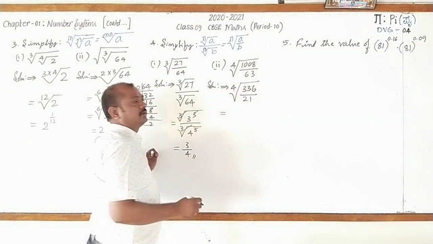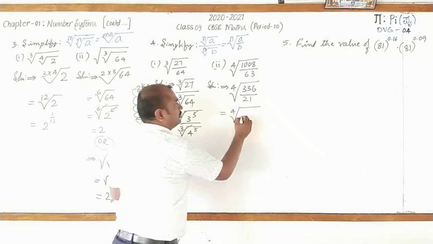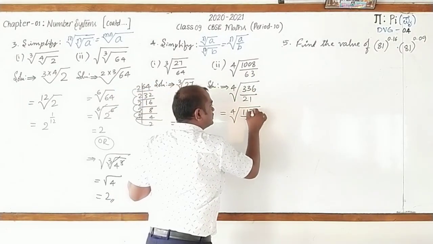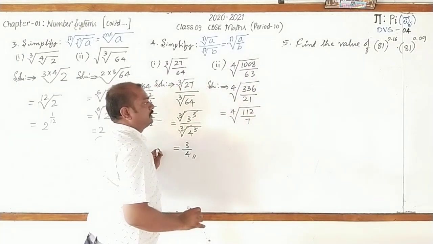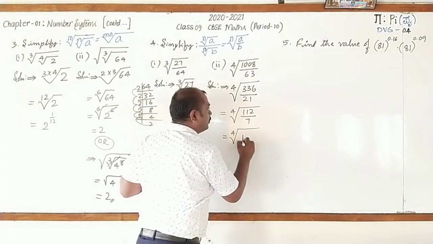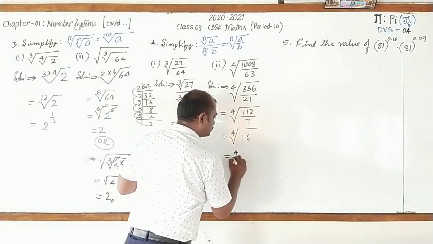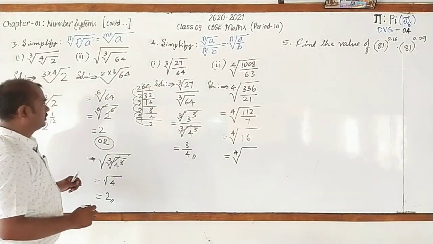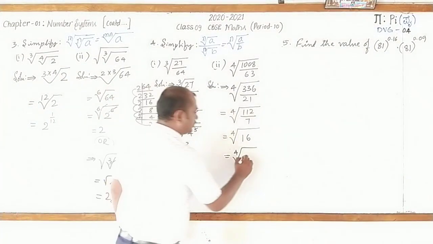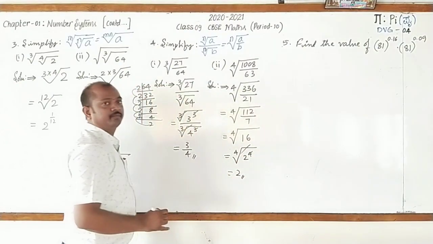Next, again these can be divided by 3. 3 7s are 21. And this is 3 1s are 3, 3 1s are 3, 3 2s are 6, so 112 by 7. Is it possible to cancel? Look here, 7 1s are 7, 4 will remain, 42. 7 6s are 42. 4th root of 16 can be written as, look here, 16 can be written as 2 into 2 into 2 into 2, so 2 raised to the power 4. Now 4th root and power 4 get cancelled, 2 will remain.